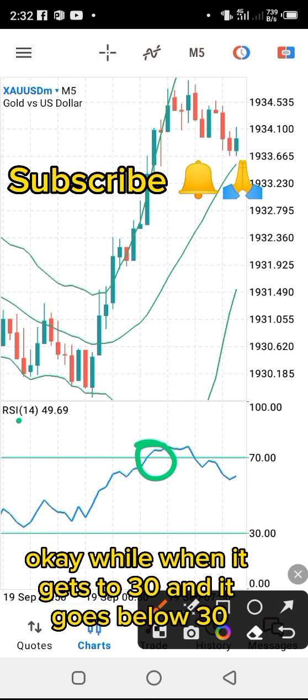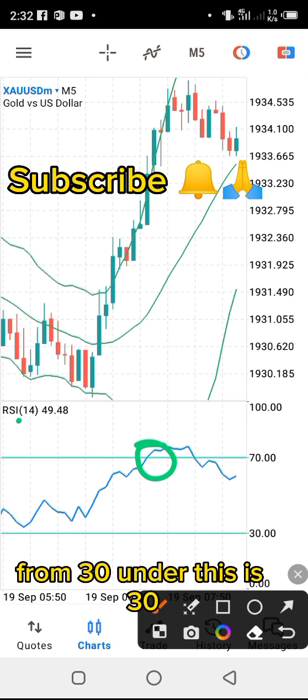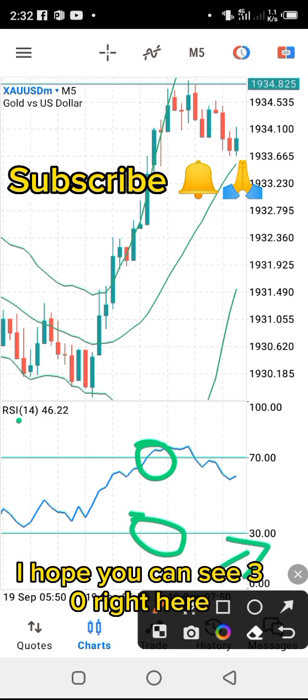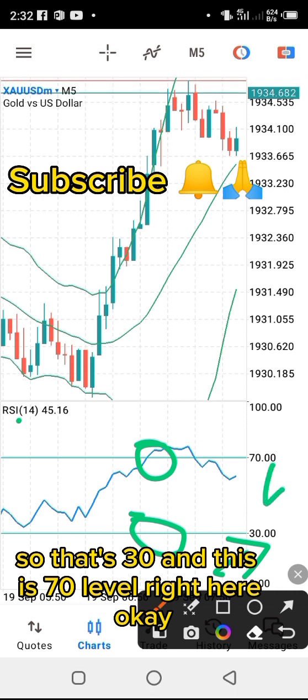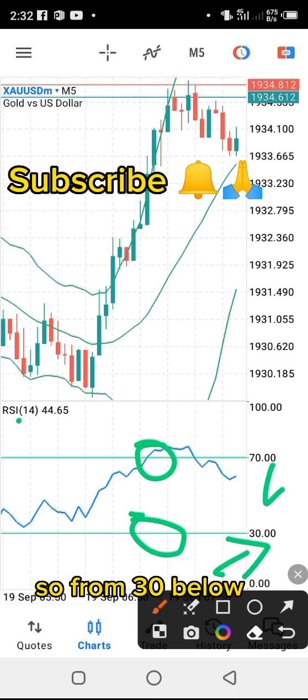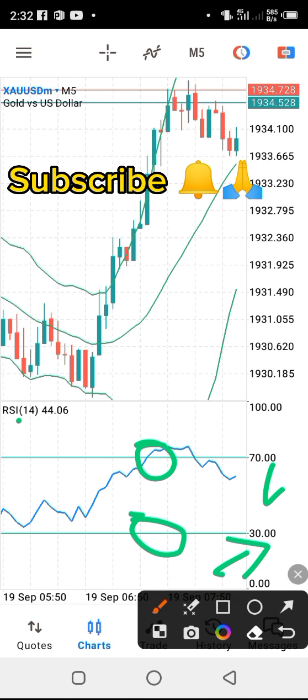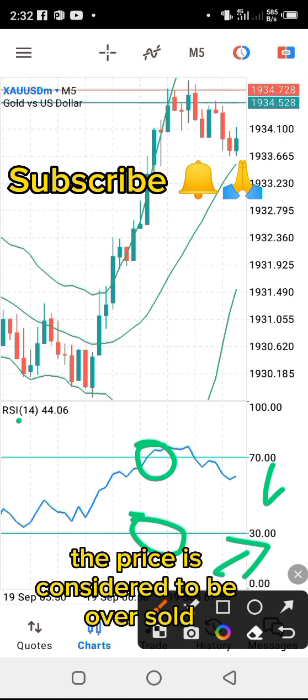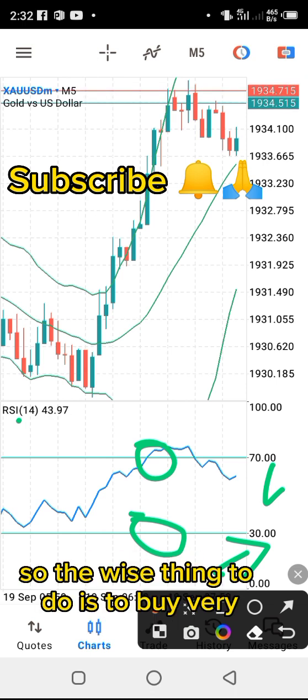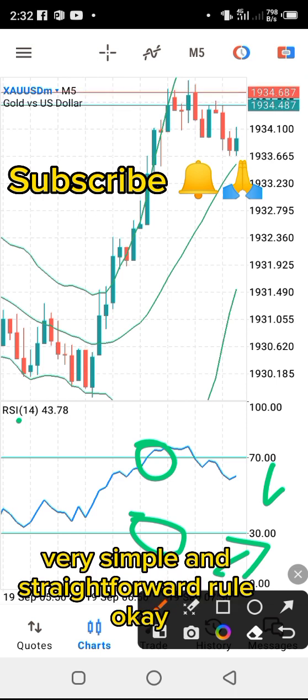While when it gets to 30 and it goes below 30, from 30 under, this is 30 here, I hope you can see 30 right here. So that's 30, and this is the 70 level right here. So from 30 below, the price is considered to be oversold. So the wise thing to do is to buy. Very simple and straightforward rule.